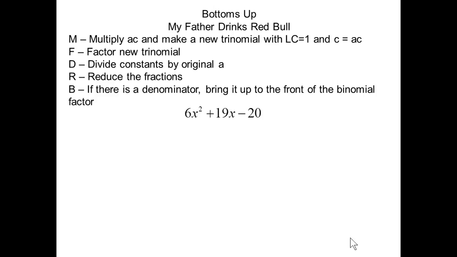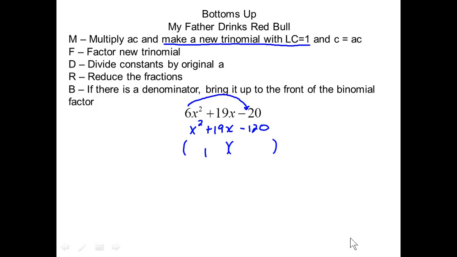M stands for multiply. You're going to multiply 6 times negative 20. And you're going to rewrite, you're going to make a new trinomial where your leading coefficient is 1. So you're taking the 6 and you're putting it into the negative 20. So you're going to have x squared plus 19x minus 120. Look kind of familiar? We had that 120 a while ago, did we not? So M says to multiply your first times your last and make a new trinomial with that new product. F says to factor.